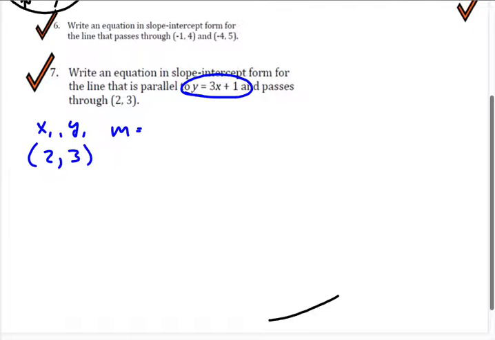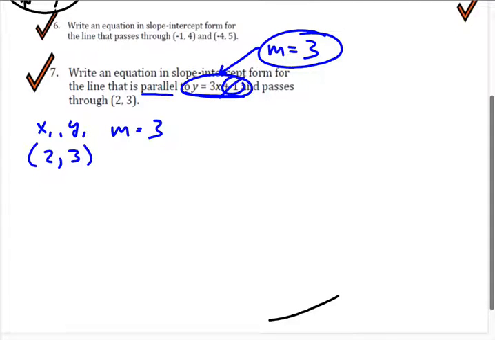Well, we're saying the equation of the line that we want to write is parallel to this line. The slope of this line, it's solved for y, so it's in slope-intercept form, is m equals 3. So if it's parallel to our line, our slope is also going to equal 3. A lot of people try to use the 1 here. No, the only thing you're getting from this equation is basically the slope. Your y-intercept is going to come from this.